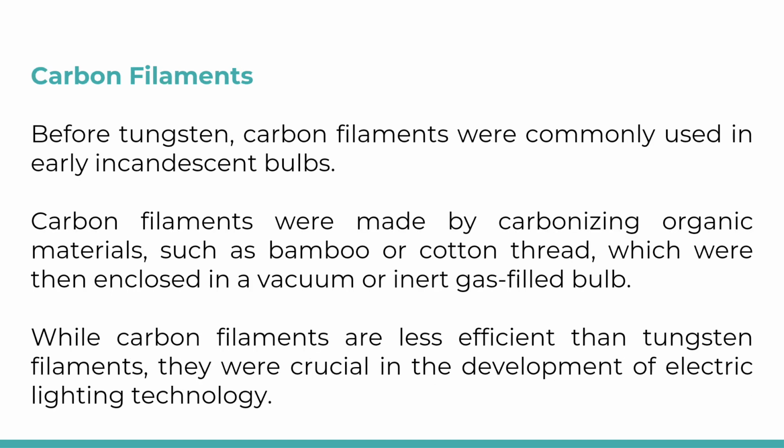Carbon filaments. Before tungsten, carbon filaments were commonly used in early incandescent bulbs. Carbon filaments were made by carbonizing organic materials, such as bamboo or cotton thread, which were then enclosed in a vacuum or inert gas-filled bulb. While carbon filaments are less efficient than tungsten filaments, they were crucial in the development of electric lighting technology.